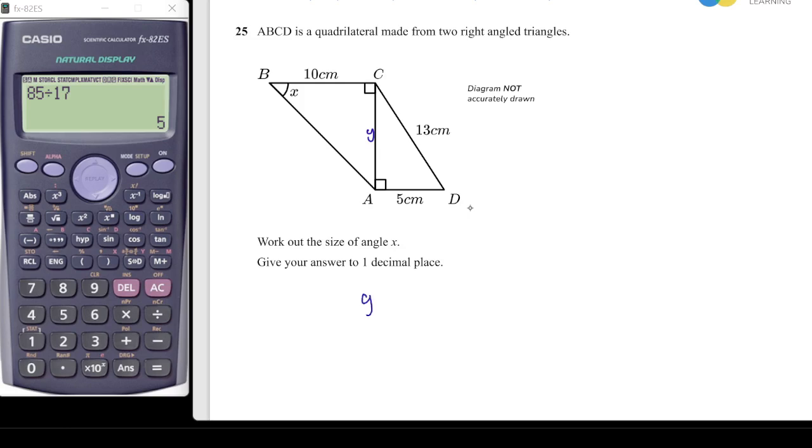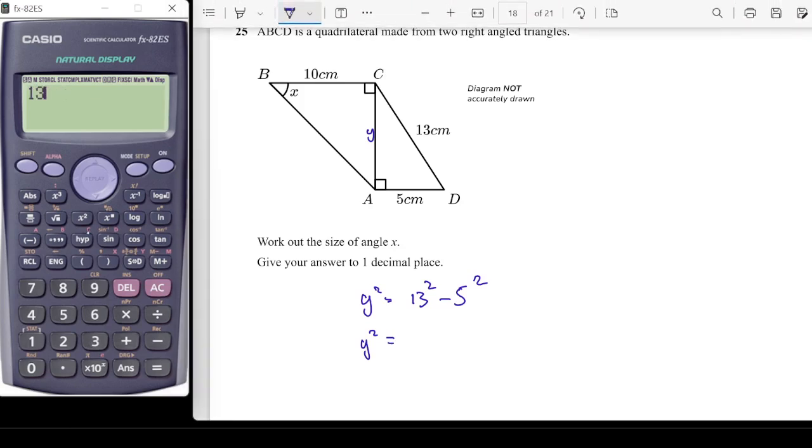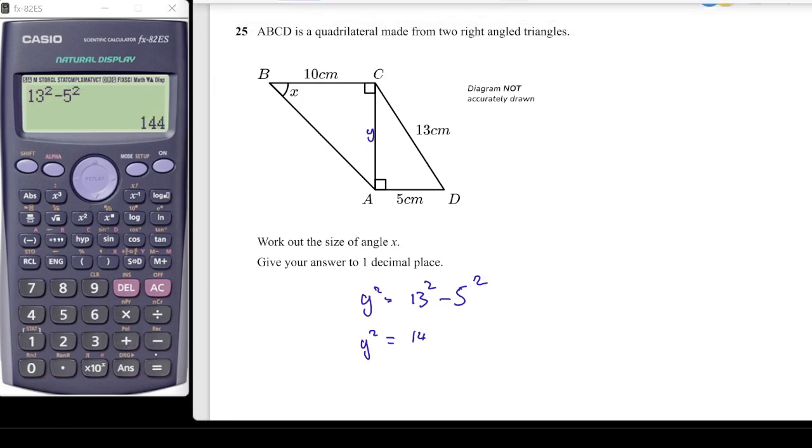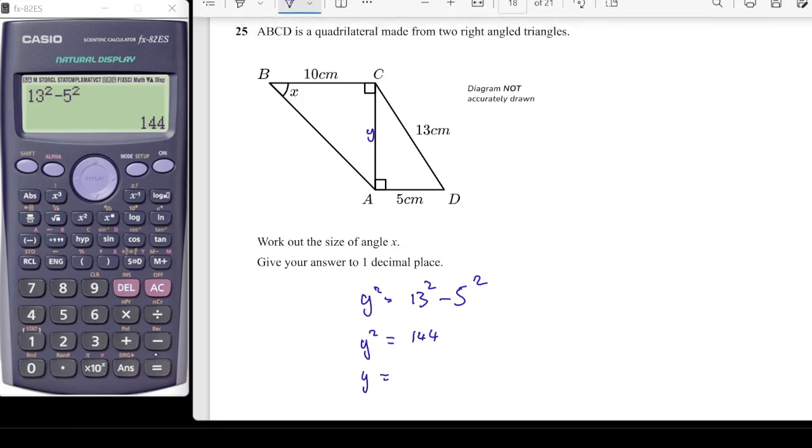So Y squared is going to be equal to 13 squared minus 5 squared. That's Pythagoras' theorem to work out a shorter side. So that's giving me the value of 144. So Y is the square root of that, which is going to be 12.